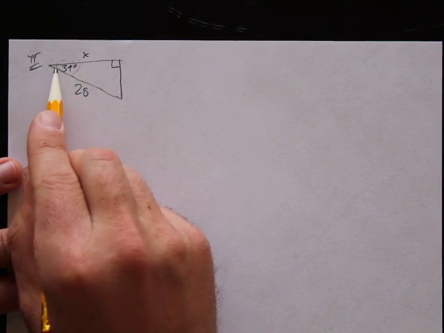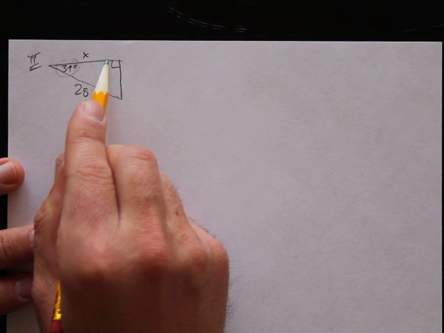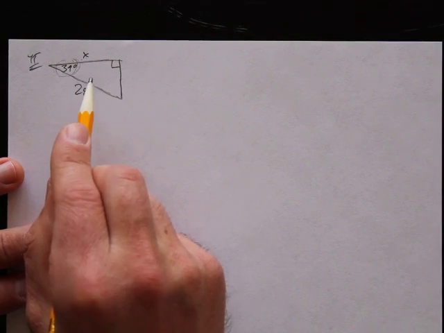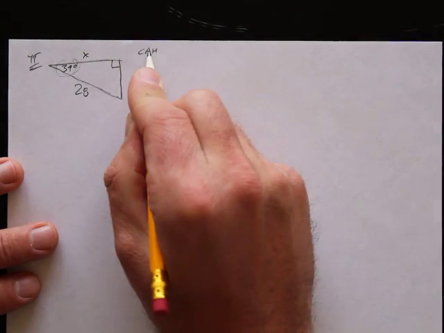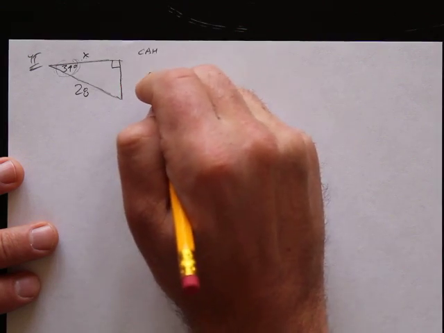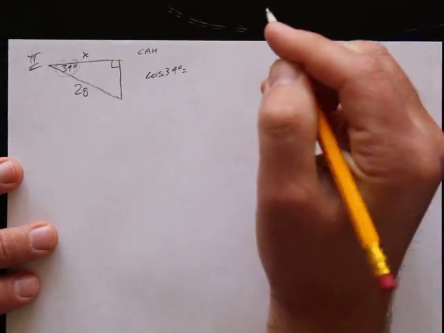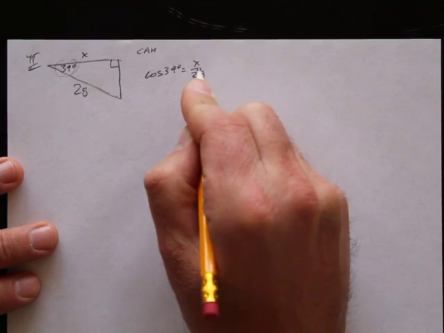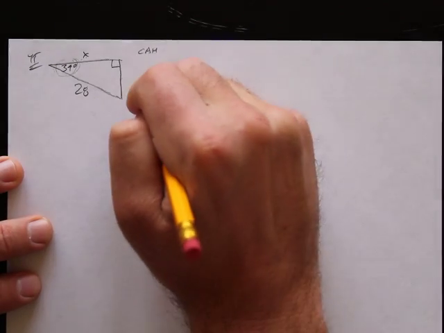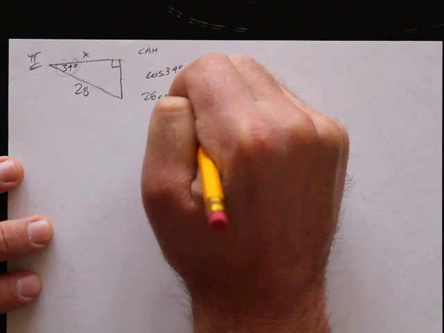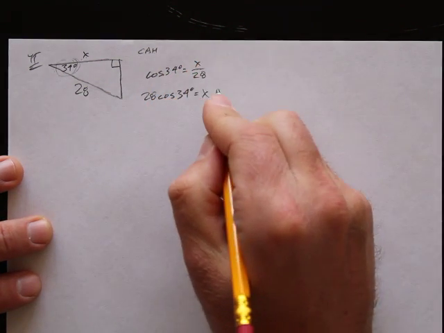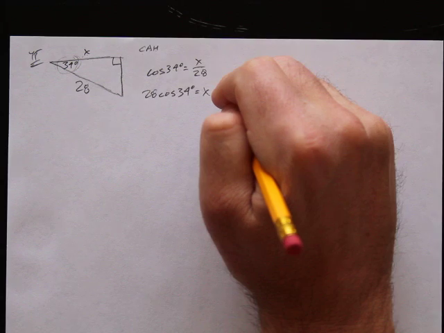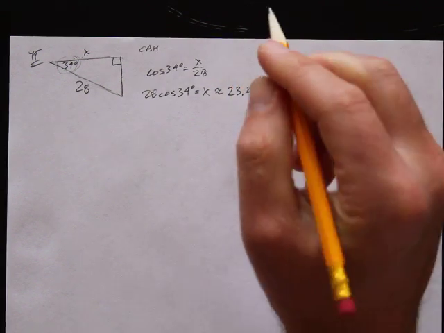All right, so I'm looking at this angle. I have the adjacent side, and I have the hypotenuse. I don't have the opposite side. So adjacent and hypotenuse, that's cosine. So I say cosine of 34 degrees equals adjacent over hypotenuse, x over 28. Multiply both sides by 28. I get 28 times cosine of 34 degrees equals x. And so x is approximately, if I plug that into my calculator, 23.21.